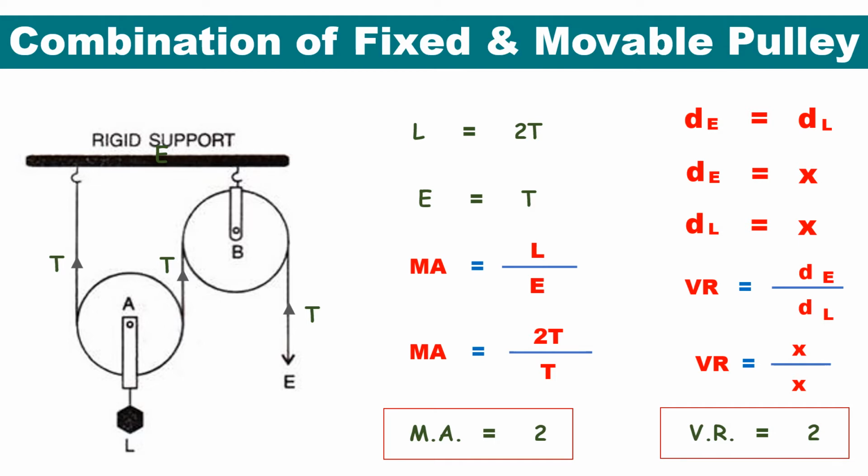In a single movable pulley, the direction of effort is upwards, which is inconvenient. So just to get the direction of effort in a convenient direction, we attach a fixed pulley. This fixed pulley just changes the direction of effort. It does not change the mechanical advantage and velocity ratio of this pulley.